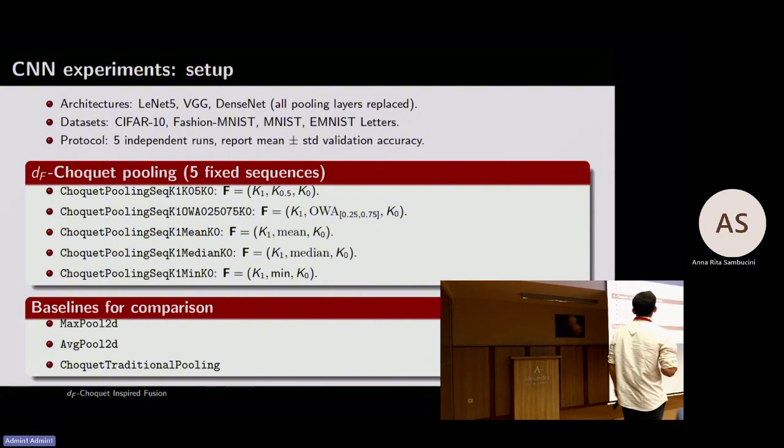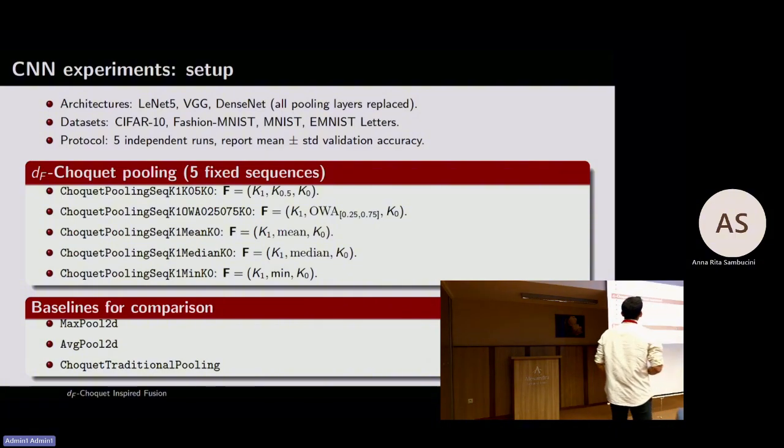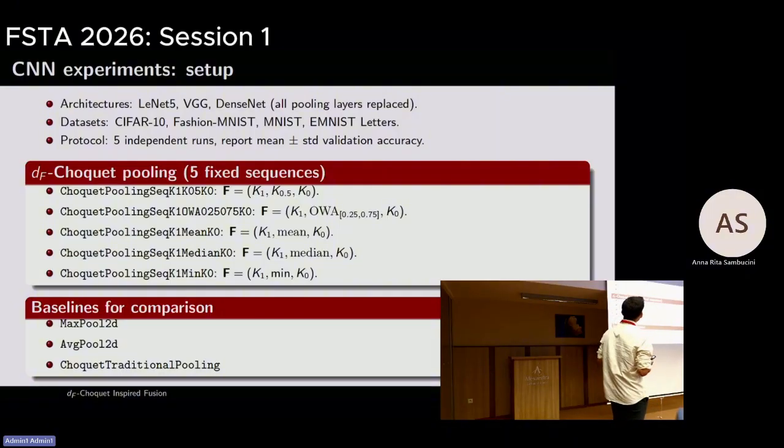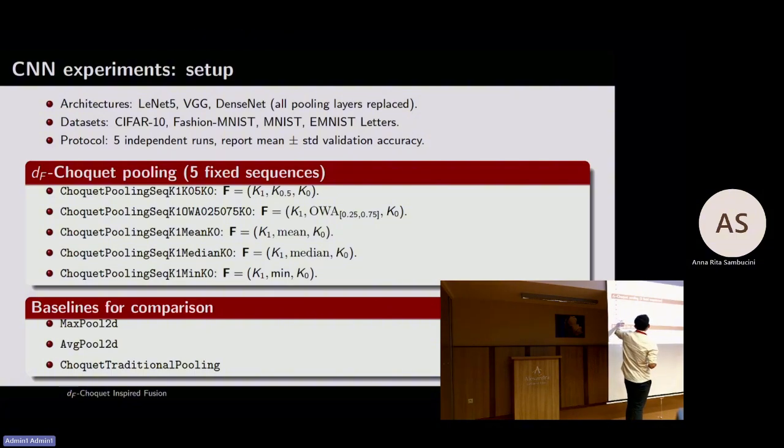In this convolutional neural network experiment, we study three architectures: LeNet, VGG, and DenseNet. We use them on four datasets: CIFAR10, Fashion-MNIST, MNIST, and EMNIST letters. For each combination, we train five different models, and then we report the mean and the standard deviation of the accuracy. As I said, we train models with these pooling layers, the five best from the image reduction, and the traditional maximum, average, and Choquet as a baseline.